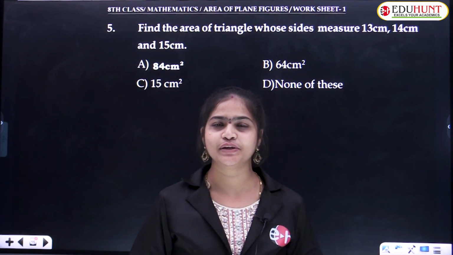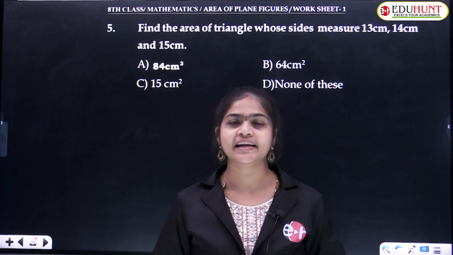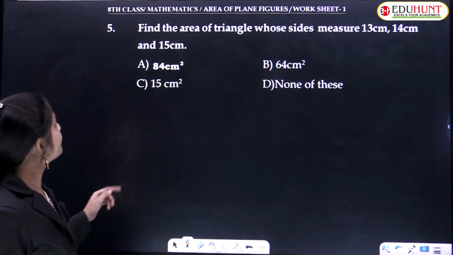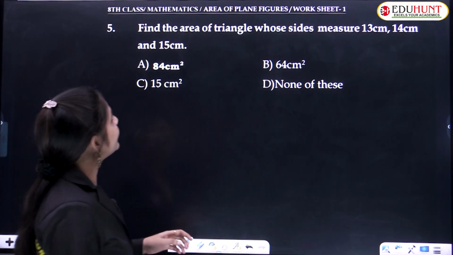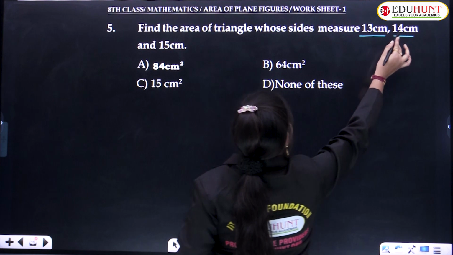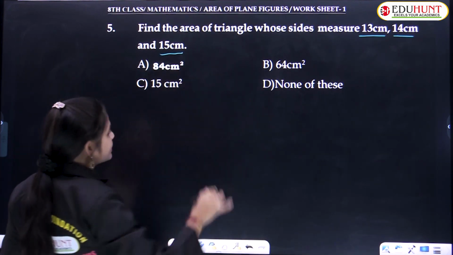Children, in the previous video we discussed questions 1 to 4, right? In this video we are going to discuss the questions from 5 onwards. Let us see what the fifth question is. Find the area of a triangle whose sides measure 13 centimeters, 14 centimeters and 15 centimeters.